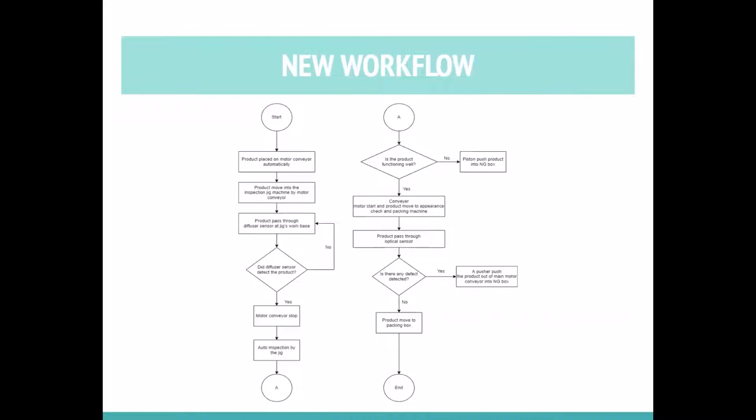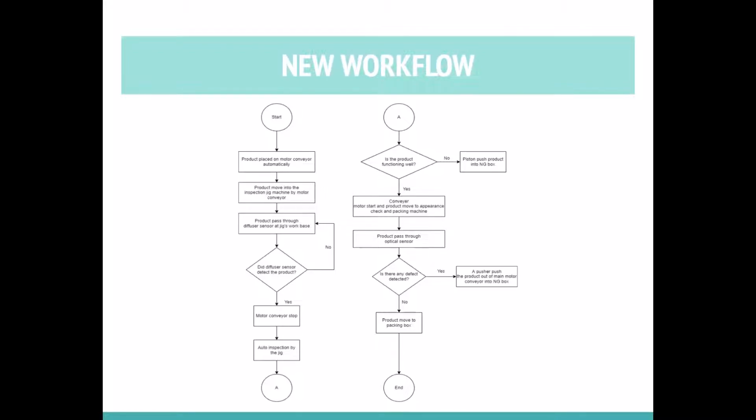So this is our new workflow. It starts with the product is placed on motor conveyor automatically, and then the product will move into the inspection jig machine by motor conveyor. After that, the product will pass through the diffuse sensor at jig workbase. Then if the sensor detects a product, the motor conveyor will stop, but if there is no product detected, it will wait until there is a product detected.